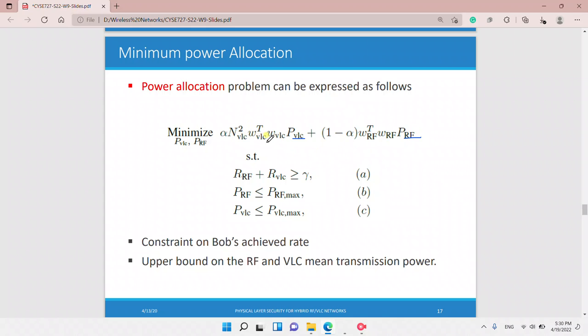And then we have the omega here. I guess the transpose is just to be able to multiply, because of the size of the matrix or the vector. Such that the rate of the radio frequency plus the rate of the VLC is higher than or equal to gamma, a constraint on Bob's achieved rate, and an upper bound on the radio frequency and VLC transmission power.